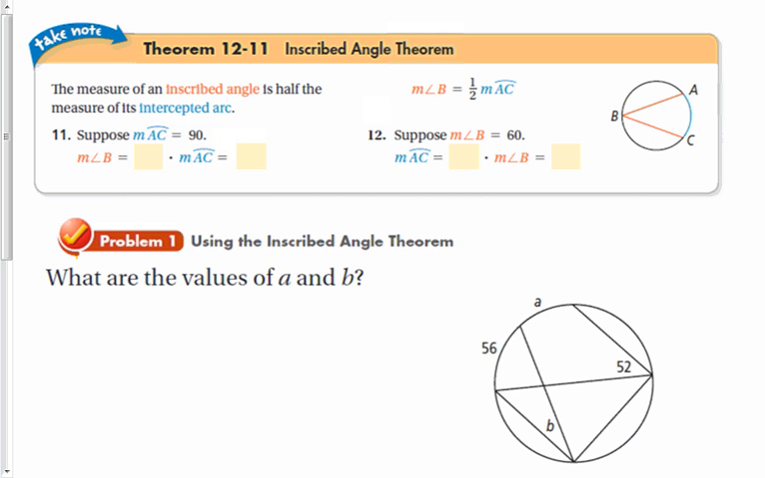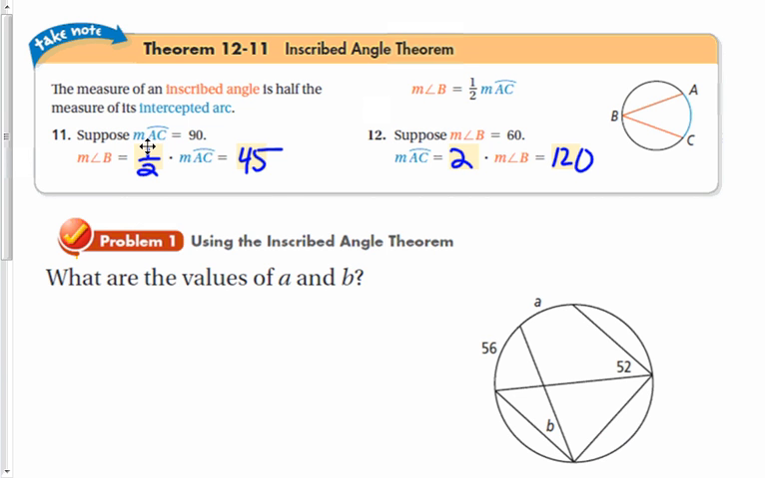All right, the first thing we're going to use is called the inscribed angle theorem. Turns out that the measure of an inscribed angle is half the measure of its intercepted arc. So look at this diagram and see if you can fill in number 11 and number 12. So the measure of angle B is going to be 1/2 the measure of arc AC, which will be 45, and the measure of arc AC will equal 2 times the measure of angle B, which would be 120.